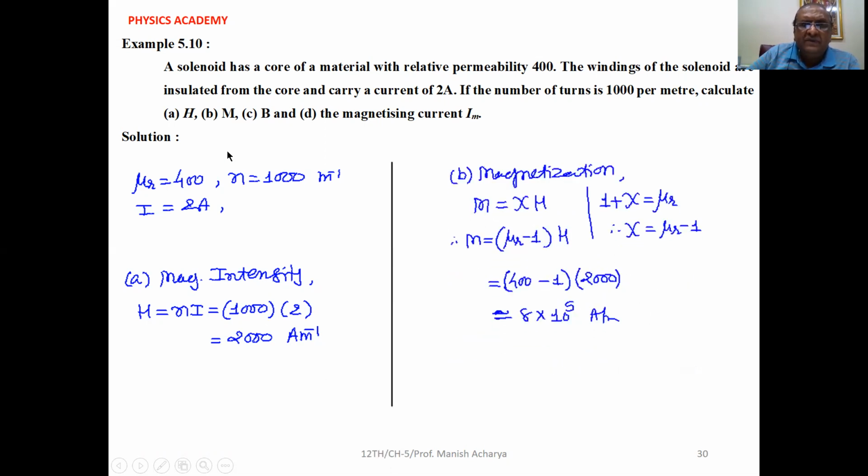Then M, that is the magnetization. Magnetization is chi H, and 1 plus chi is mu r. So chi is mu r minus 1. Substitute chi as mu r minus 1. Mu r is given to you, 400, minus 1, times H, that is 2000. When you solve this, you will get an answer nearly equal to 8 into 10 raised to 5 ampere per meter.